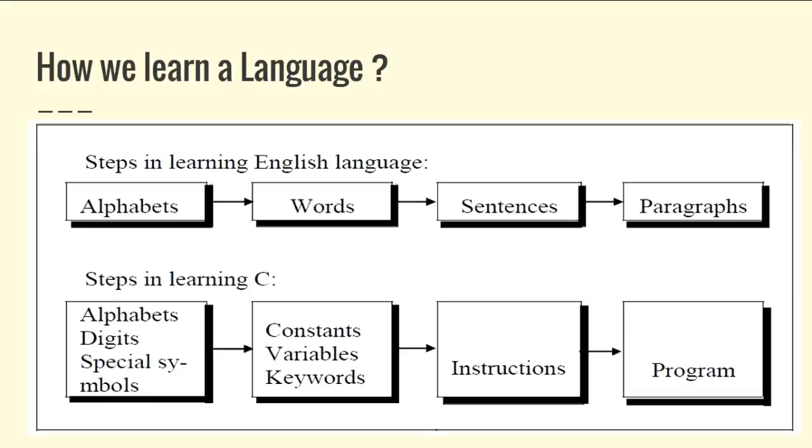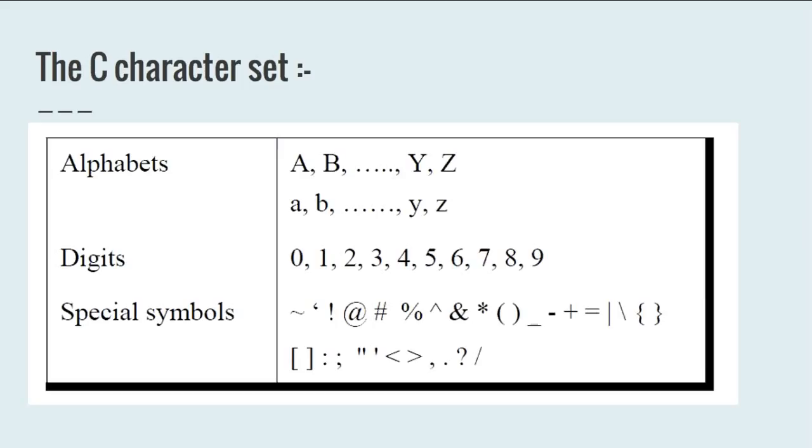In a similar fashion, while learning C, you need to first know the character set of C, which includes the alphabets, digits, and special symbols that are useful in making the constants, variables, and keywords. We will learn about this. Then by using these constants, variables, and keywords, we form various instructions which finally constitute our program. So let us first of all see the C character set.